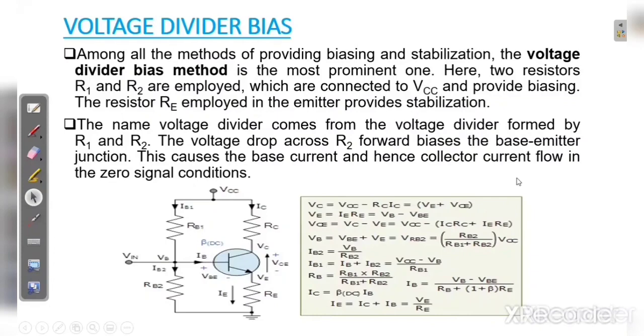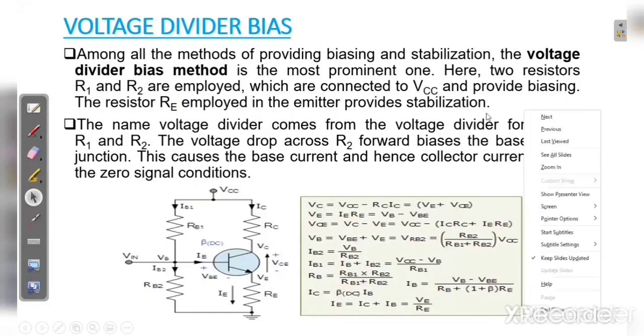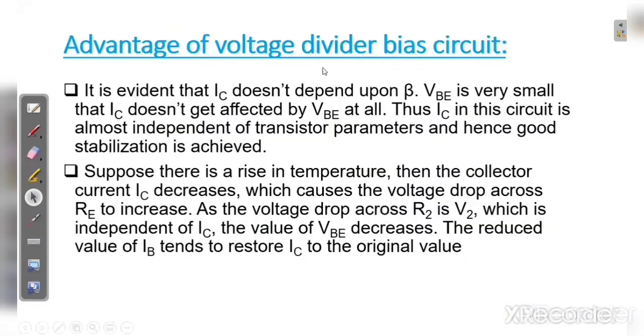We want to know why this voltage divider bias is somewhat special compared to the other biasing circuits, because it is independent of the beta. We saw that the fixed bias is dependent on the beta, but this is independent of the beta. So it is independent of the transistor parameter. The IC is not affected by the VBE. So it gives better stabilization.